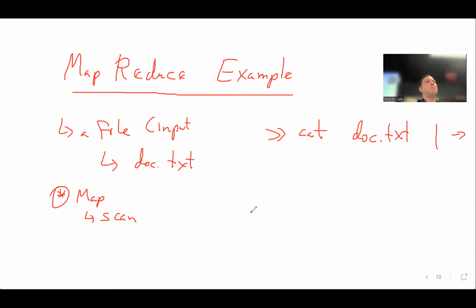Then we're going to have a mapping function. We can write this in Python. We're going to use standard in and standard out, which we had talked about a little bit before. Now we're going to use it once again. So you scan the input file one record at a time, or one line at a time, one record at a time.